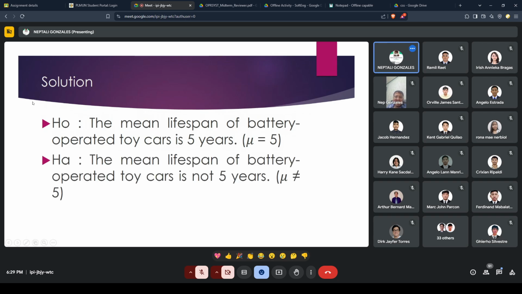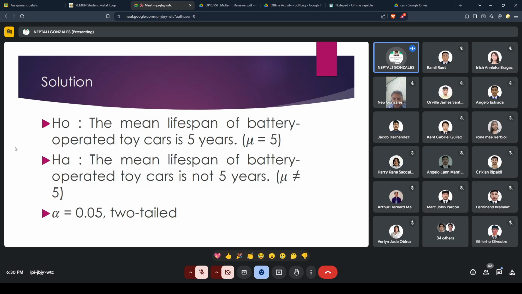years. Next, the alternative hypothesis: the mean lifespan of battery-operated toy cars is not 5 years. So meaning, mu is not equal to 5. So meaning, the population mean is not really 5 years. It can be less than, it can be greater than. So that's the first step in the hypothesis testing: formulate the null and alternative hypothesis.